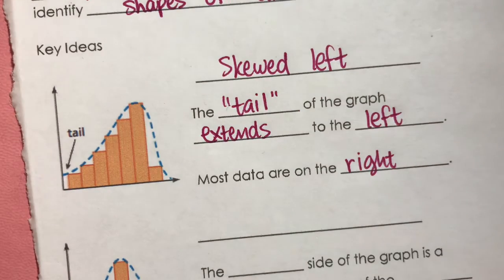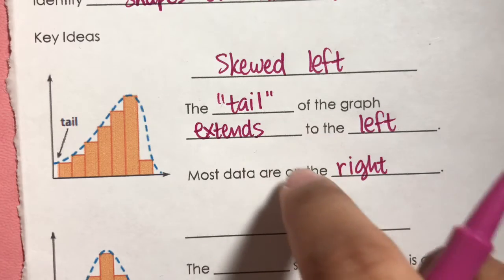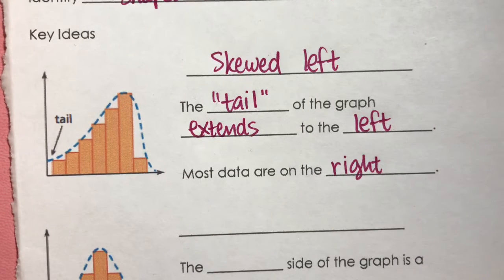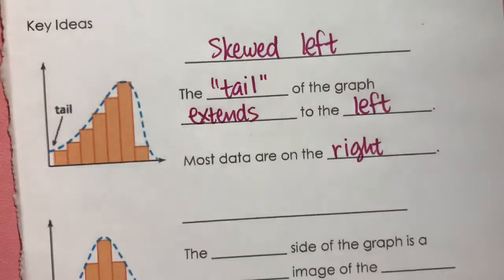Just a quick note, whatever side the tail extends to, that's a quick way to tell which way it's skewed, if it's skewed to the left or to the right. So this is a skewed left graph.